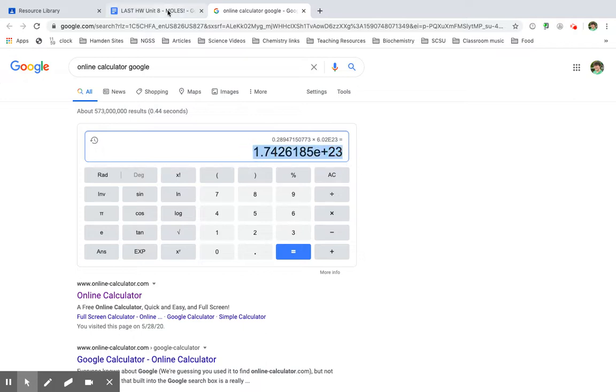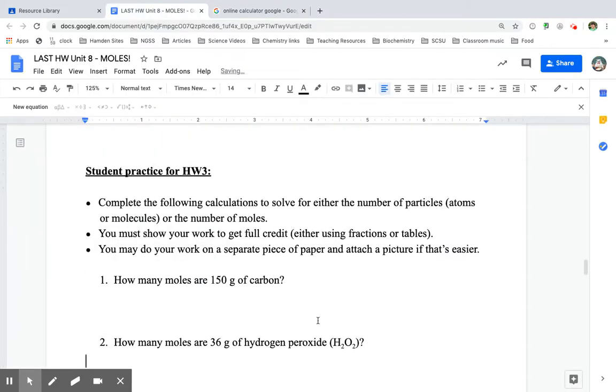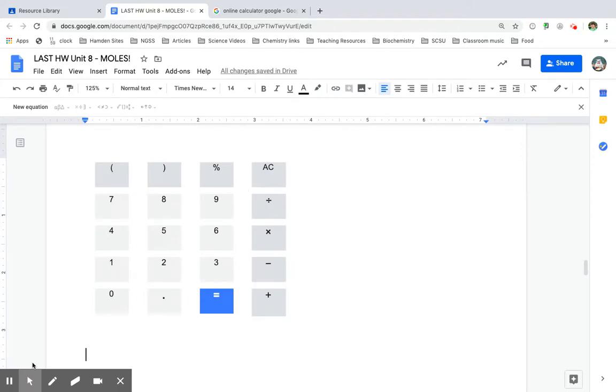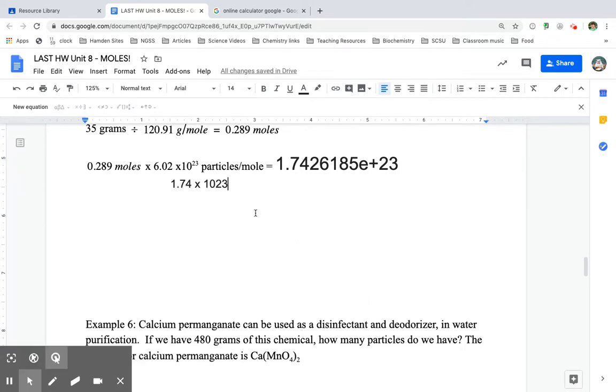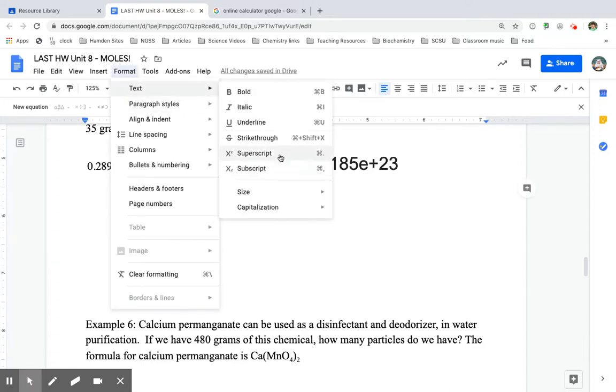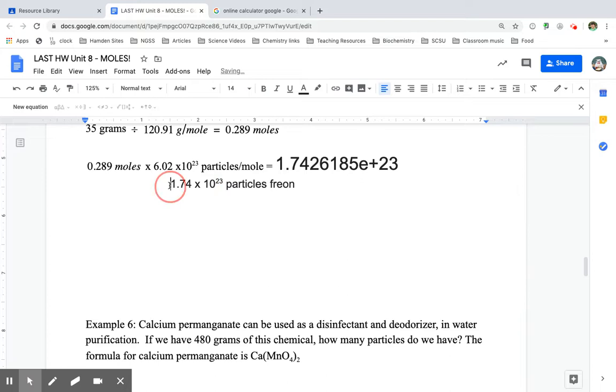Ooh, that is a lot of particles of Freon. Oh dear. 1.74 times 10 to the 23rd particles of Freon. I'm going to write this out so that I know that you know what that scientific notation looks like. 1.74 times 10 to the 23rd particles of Freon. I'm going to put that 23rd to an exponent, superscript. All right, and that's my answer.